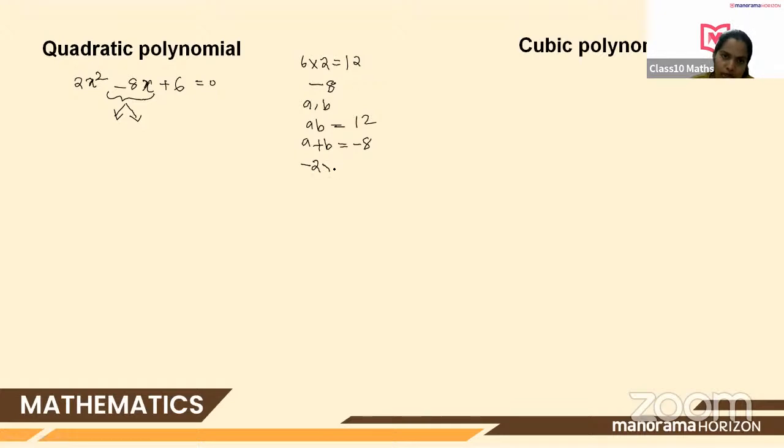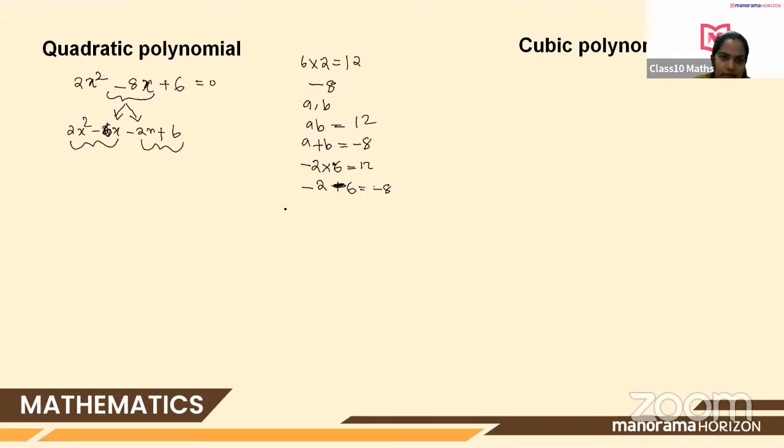minus 2 into minus 6 is equal to 12 and minus 2 minus 6 equal to minus 8. Okay, and minus 2 and minus 6 are the numbers. And 2x square minus 2x, here we can write minus 6x plus 6. Okay, then combine these two terms and combine these two terms.